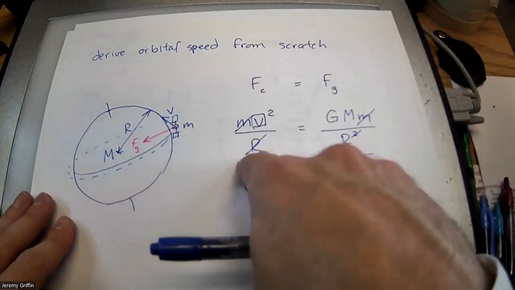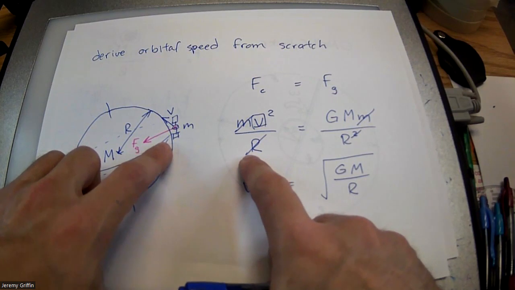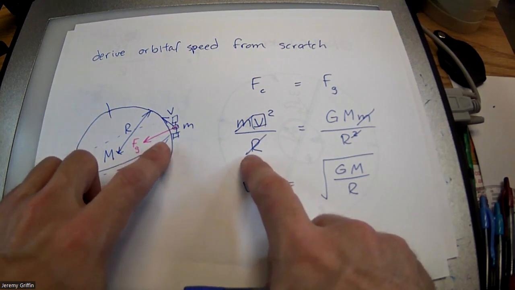Now, what's kind of interesting is the old form of it. This is useful for satellites going around planets, obviously. This could be useful for a ball on a string, mv squared over r.